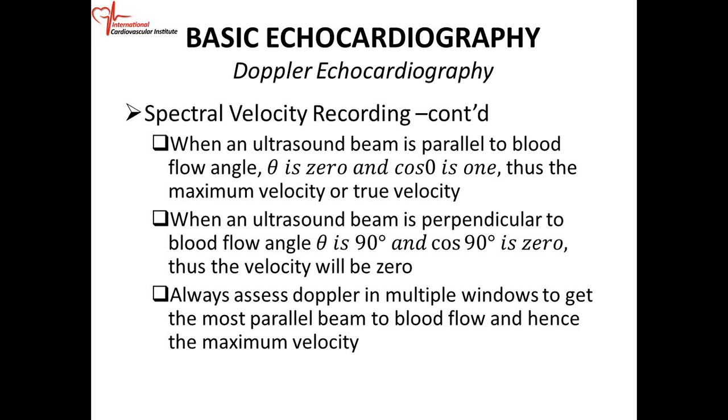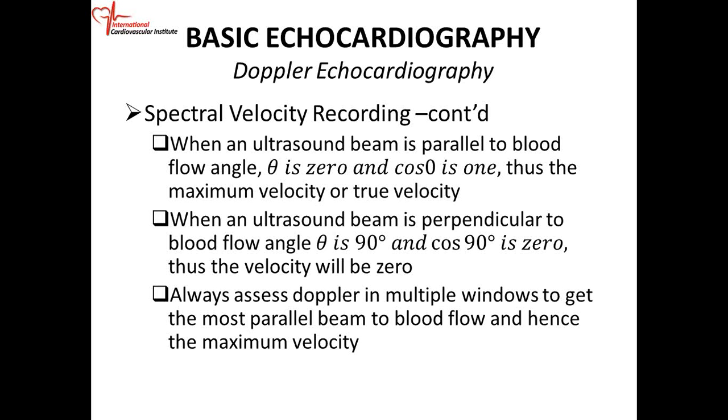When an ultrasound beam is perpendicular to blood flow, the angle theta is 90 degrees. Cosine of 90 degrees is 0. Thus the velocity will be 0. So if your ultrasound beam is perpendicular to flow, you're not going to get any velocity. It's important to remember that: no velocity.